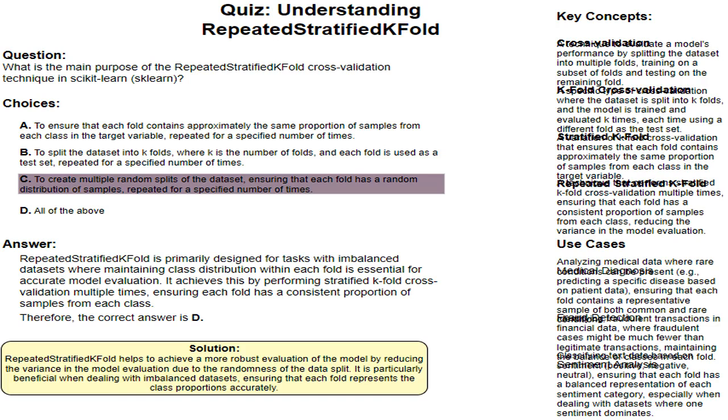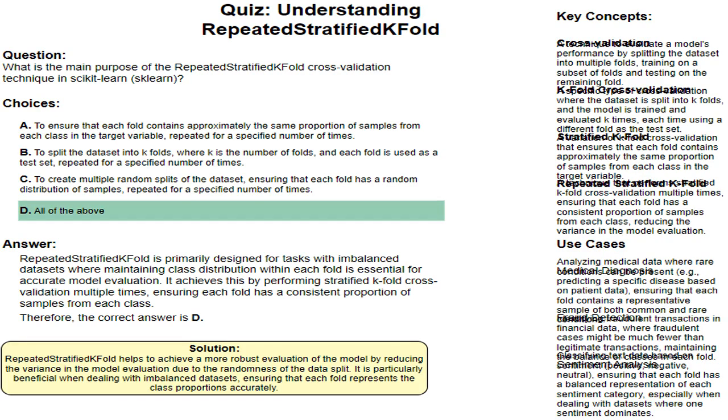To create multiple random splits of the dataset, ensuring that each fold has a random distribution of samples, repeated for a specified number of times. Correct. The repeated part of the technique involves performing this stratified k-fold split multiple times, generating different random splits of the data. This helps to reduce the variance in model evaluation. All of the above. Correct. The repeated stratified k-fold method encompasses all these aspects.